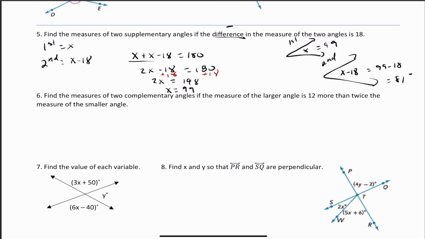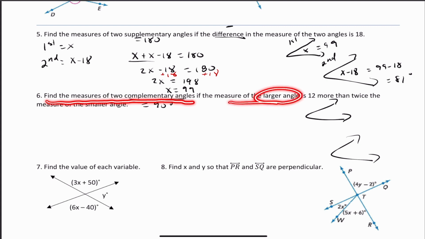Number 6, find the measures of two complementary angles if the measure of the larger angle is 12 more than twice the measure of the smaller angle. So we're dealing with two angles here. Before we were talking about two supplementary angles, which add up to 180. Here with the complementary angles, I'm just going to add up and equal 90 degrees. So if I draw my angles here, let's read this again. Find the measures of the two complementary angles if the measure of the larger angle is 12 more than twice the measure of the smaller angle.